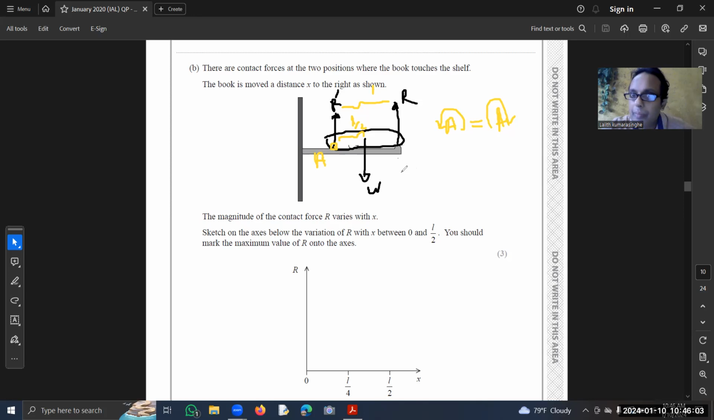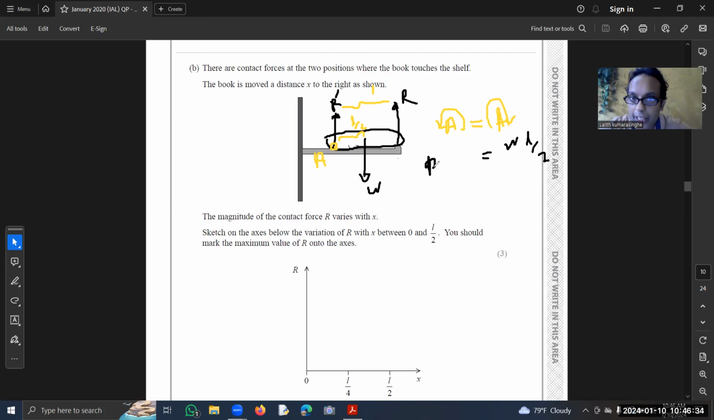So the total clockwise moment is made by W. That is W into L over 2, no? W into L over 2. Anti-clockwise moment is made by R. Okay, it's like this, same like that. So I'm taking from this side. So it will be R into L.